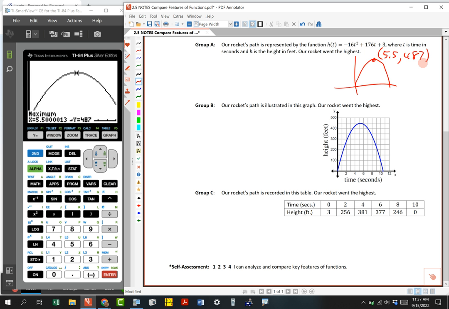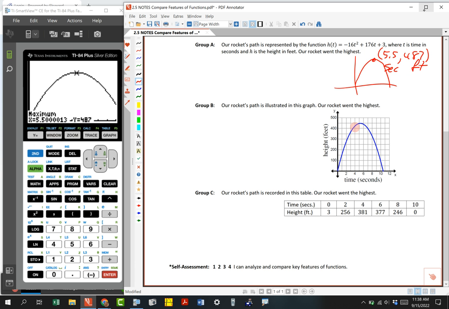What does it mean? It means something in the real world. This has a context. Lizzie, what does it mean? It was at the highest peak at 487 at 5.5 seconds. 487 feet at 5.5 seconds. So if you just add some labels there, the labels give it some context. That's enough for us to say, okay, we can move on. We know what we need to know about this particular group. Next one.